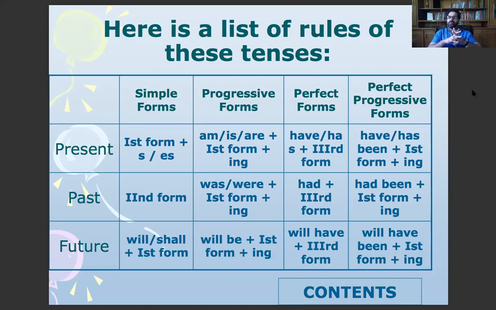Then progressive form. Here we put a helping verb, is, am, are, and then first form plus ing. Mark you and mind you, all the progressive tenses, present, past, future, simple progressive or perfect progressive, take first form plus ing. Just have it with you and take it from me today. First form plus ing, no other form can be put in continuous tense.